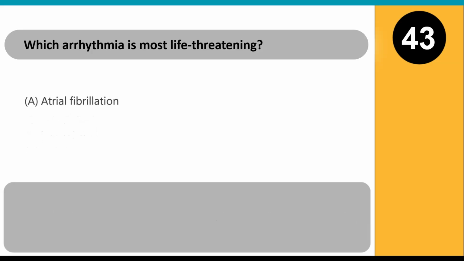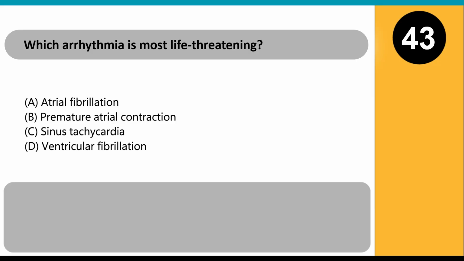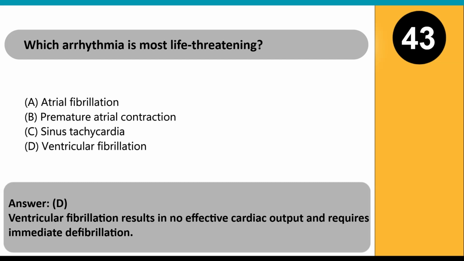Which arrhythmia is most life-threatening? A. Atrial fibrillation. B. Premature atrial contraction. C. Sinus tachycardia. D. Ventricular fibrillation. Answer D. Ventricular fibrillation results in no effective cardiac output and requires immediate defibrillation.